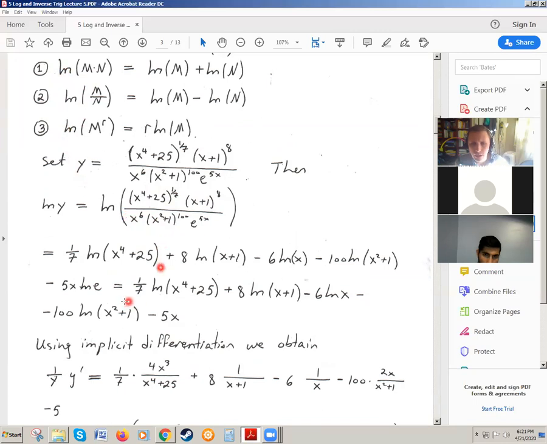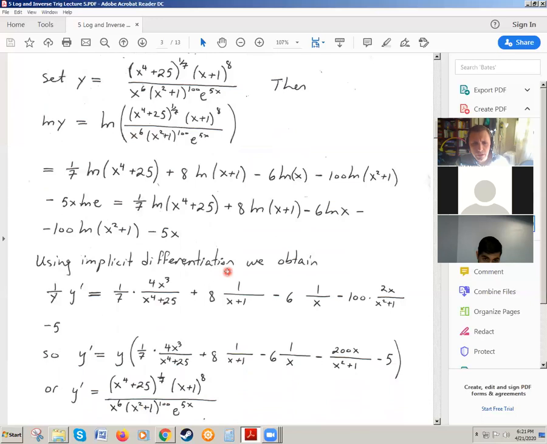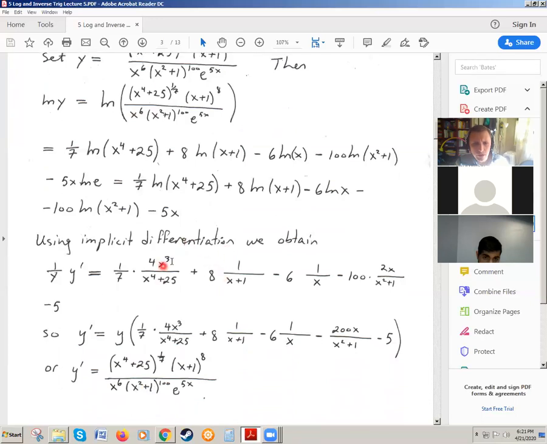And when I do so, I reduce the expression to what you see over here. It's 1/7 logarithm of x to the 4th plus 25 plus 8 ln of x plus 1 minus 6 ln x minus 100 ln of x squared plus 1 minus 5x. And then I take the derivative of that. It's much simpler. Now, what's the derivative of that? So let's look at it.